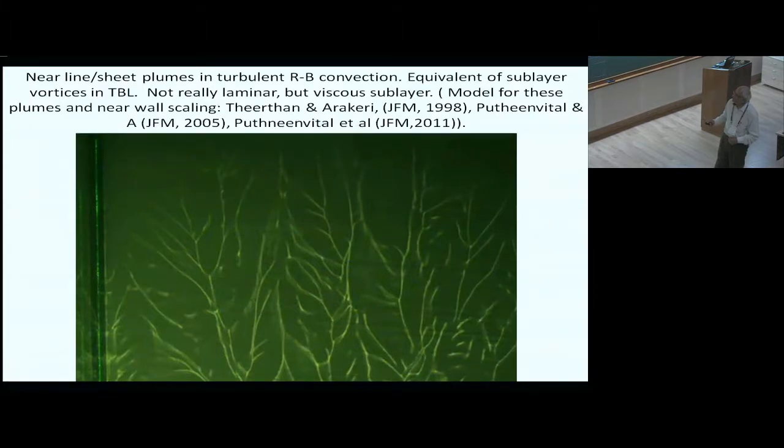So basically we looked at modeling of these plumes and the near wall scaling, and one of the papers here basically showed that the amount of heat transfer is related to the plume length. If you can measure the length of the total plumes here, then the total heat flux or the total heat transfer rate will be related to that, because it's essentially the plumes which are carrying the heat from the surface.